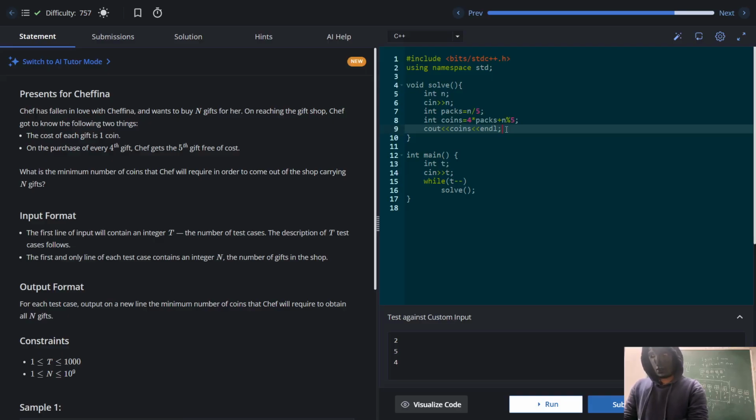So in this way you could have solved the problem. Basically, when you purchase 4 gifts, you get the fifth one free of cost. So you have to find how many packs of 5 gifts you are getting, and for each pack you spend only 4 coins. So we are doing 4 into packs, and the remaining gifts not in a pack are n modulo 5, which is added to your answer, because that many coins you'll be spending to buy the remaining gifts.